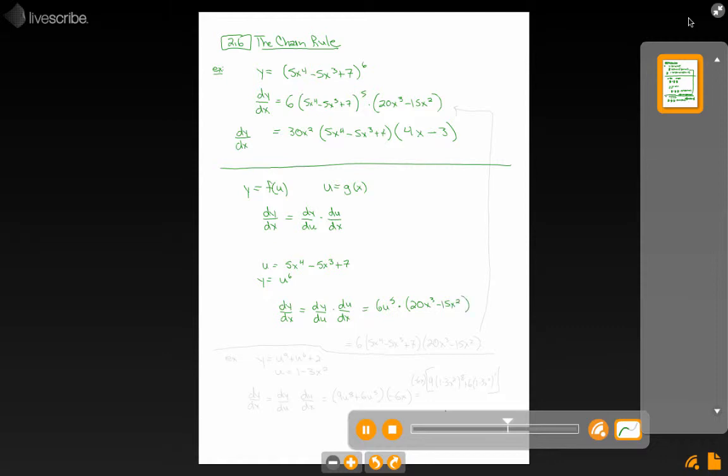Now we wouldn't probably leave it that way because u is a function of x, so we could change this to 6 times (5x^4 - 5x^3 + 7)^5, and then multiply by this 20x^3 - 15x^2 term. And if we did the factoring, we should see this is exactly what we had up above. Just the notation in between was a little bit different.